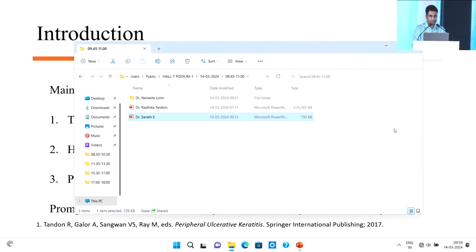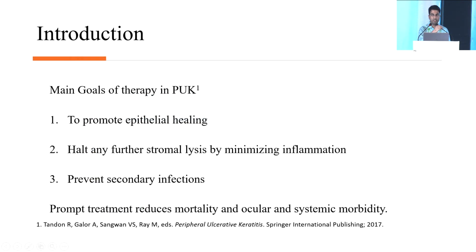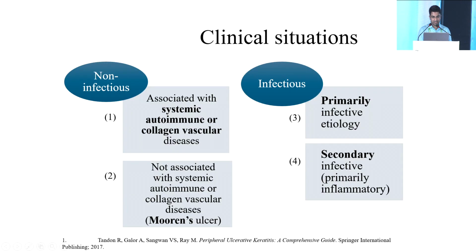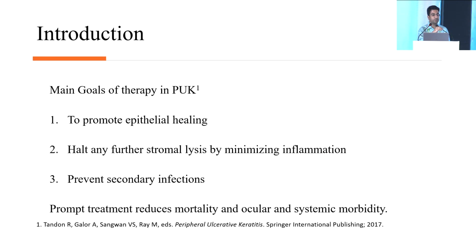So before going into the newer modalities and the paradigm shifts, I'd like to talk upon the classical medical therapy. So classical therapy and the goals of treatment. The main goals of treatment would be to promote the epithelial healing and halt further progression of the stromal lysis, which is being caused by the inflammation, as well as prevent secondary infections.